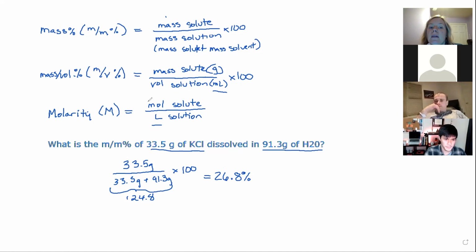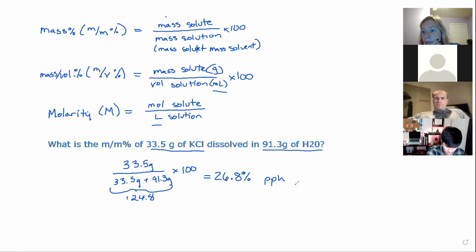You guys may have heard this thing is sometimes called parts per 100 because it's per 100%. If you've heard parts per million or parts per billion, those are even smaller. They're not percentages, but they're smaller values for concentrations of things that are really teeny tiny, but can still have an effect, like a pollutant in a waterway.